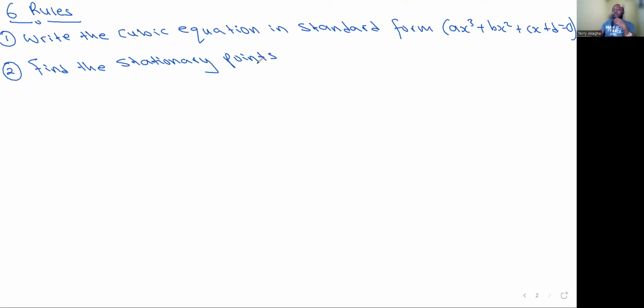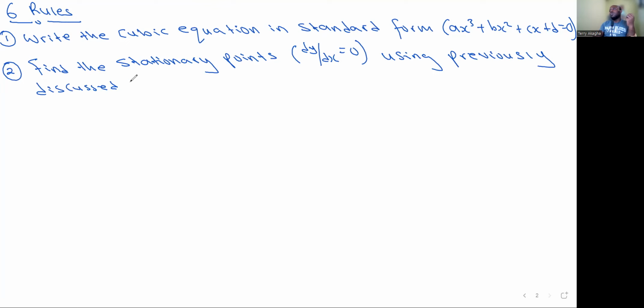Okay, now you have to find the stationary point. Remember I told you, at a stationary point, the first derivative, dy/dx, is equal to 0. So you have to do this using all the rules I've discussed before. I'm not going to talk about this again; I will just go straight and solve, because I talked about how to solve this before. So you find the stationary point using the previously discussed rules.